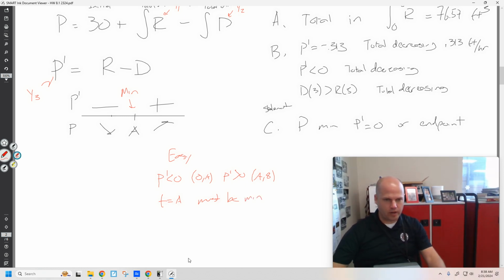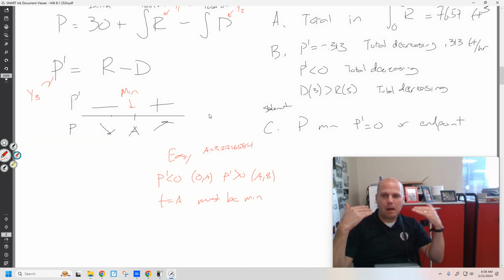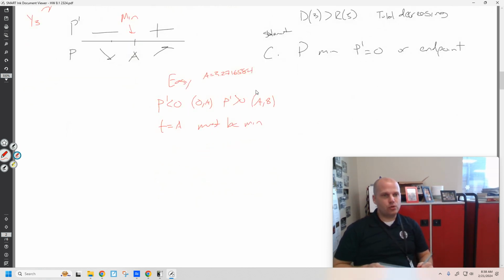Now I'm going to do it the other way as well, just so that you guys are comfortable with the other way. But let's find that intersection with 0 when R and D equal each other, and A is 3.2716584. That's the easy way to do it. Like, you don't even have to find amounts because you know it has to be the min. But let's say you do it the candidates test way. Let's do it the candidates test way.